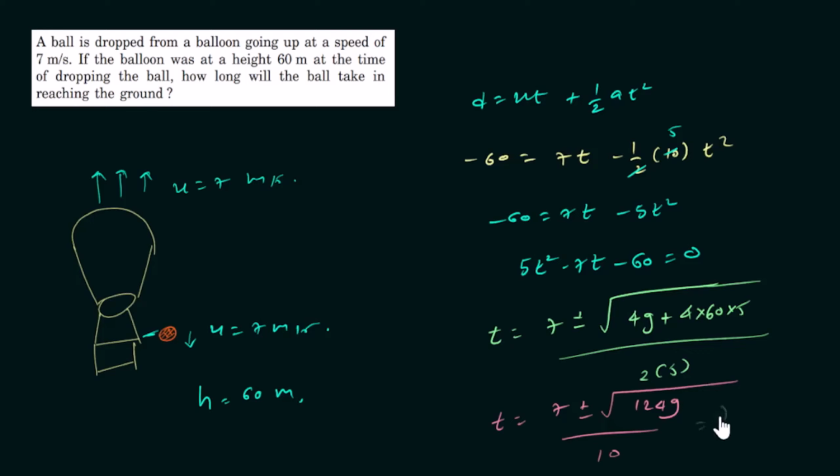So now this is 7 plus or minus 35, divided by 10. Here you can see that if you take minus 35, the total time will be negative. So we take 7 plus 35, which is 42 divided by 10, 4.2 seconds. So the total time to reach the ground will be 4.2 seconds. That's all for this particular problem.